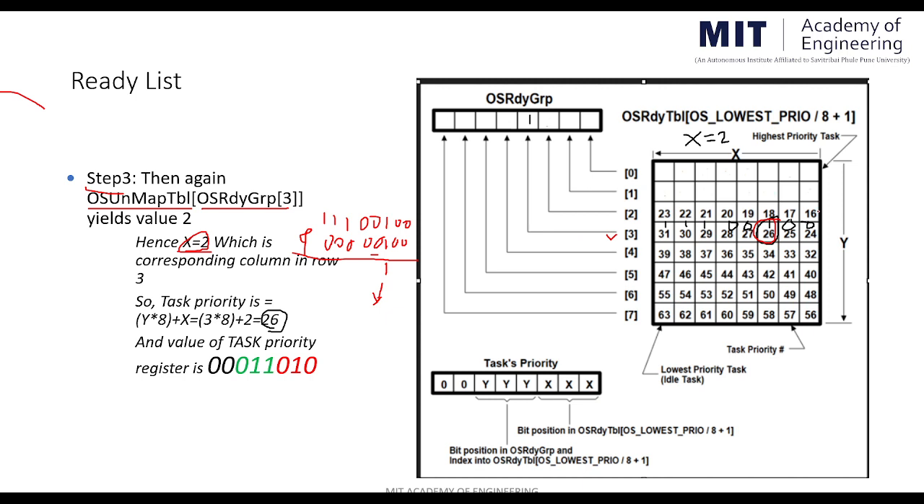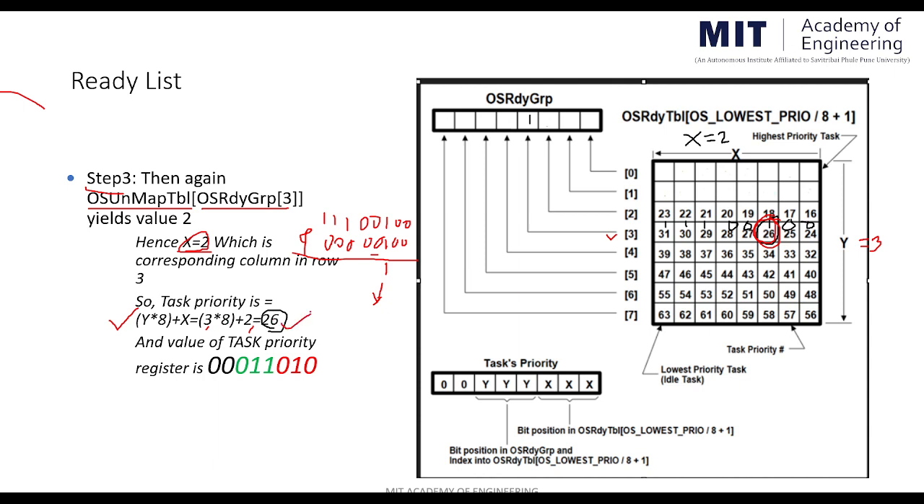So what is the position here? y is equal to 3 here, and x is equal to 2 here. This gives the scheduler the coordinates, the position where the value is a 1, so that the kernel has to calculate the priority. 26 is not stored here, 1 is stored here. Then the kernel has to calculate the priority using this formula. The task priority is y into 8 plus x. Here the y value is 3 and the x value is 2. So 3 into 8 plus 2 gives 26.